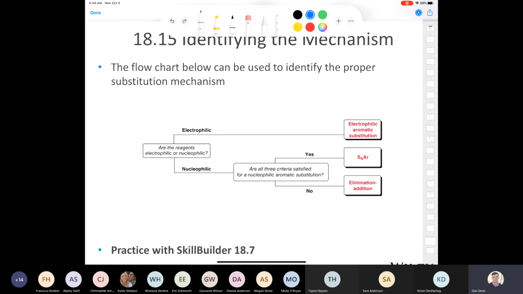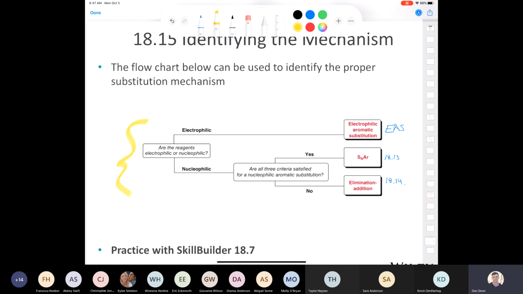That was what we covered the last two lectures, okay? If it's an SNAr reaction, that's what we just looked at today at the beginning. That was section 18.13, okay? And then 18.14, which deals with elimination addition, okay? If you do struggle with it, I'm not saying it's impossible. Sometimes students do struggle with it, but you could use this decision tree right here.